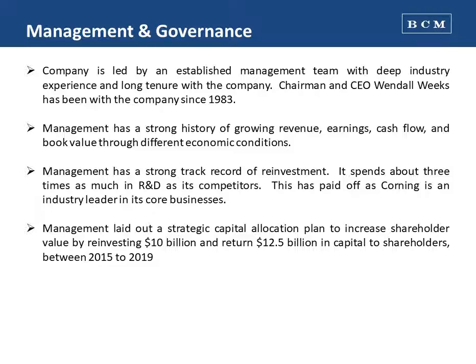And at the same time, Corning also spends about 3 times as much in R&D as its competitors, and that's one of the reasons why it's become a leader and is able to maintain its leadership position. Management also seems really interested in representing shareholders. In fact, in 2015, it laid out a very specific capital allocation plan describing how it was going to increase shareholder value through reinvestment, dividends, and stock repurchases. So far, it's not only on track with that plan, but it's actually ahead of schedule. And the market obviously has liked that. Corning was trading around $18 in 2015, and now it's up over $28.